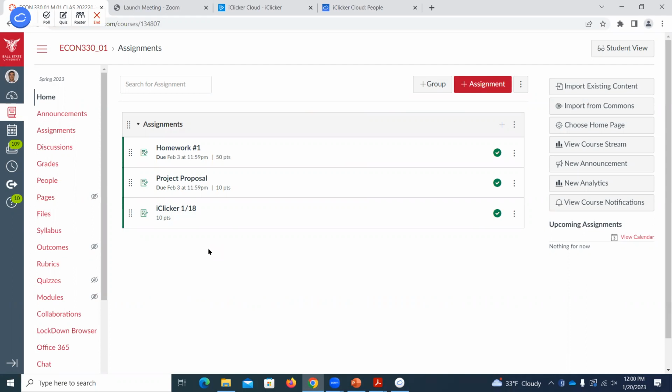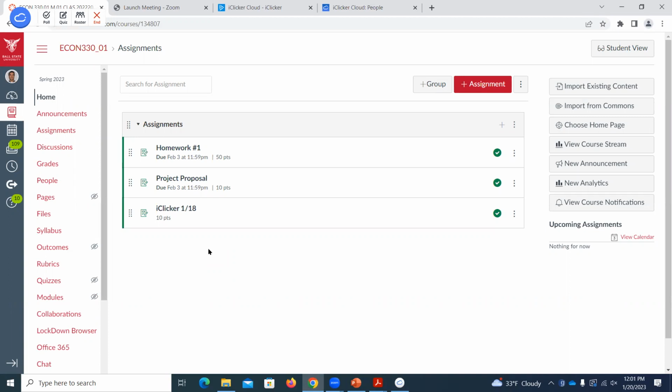If you're showing up as a 0 or missing, don't worry. Once you get it correct, I can go back. I've got everything recorded. It's just a matter of getting it matched up. The other thing, if you're using a physical iClicker, you still need to register or enroll in the course as well, on the website or using your phone, under your iClicker profile.